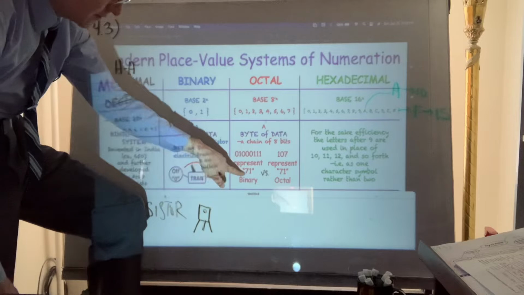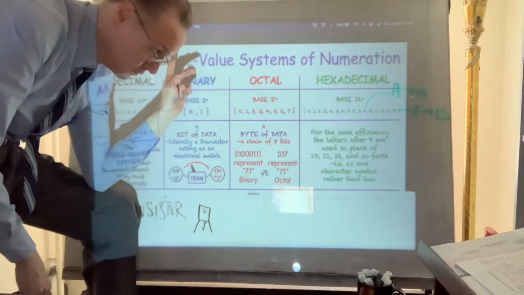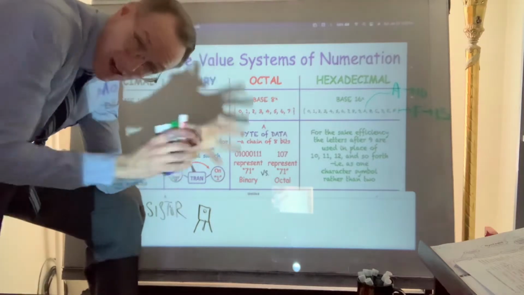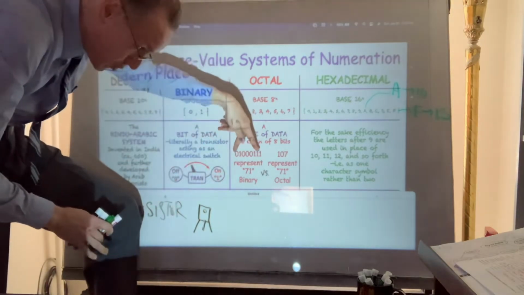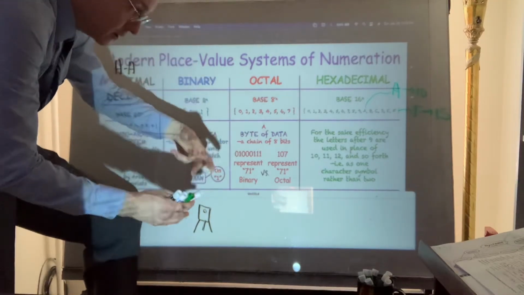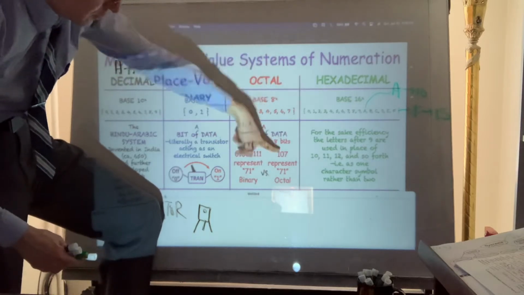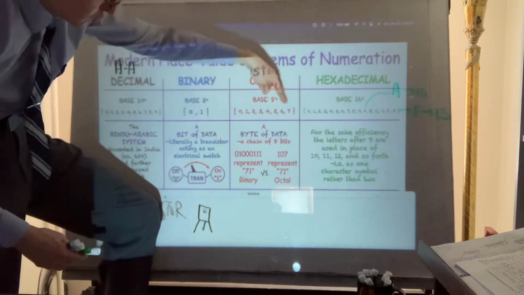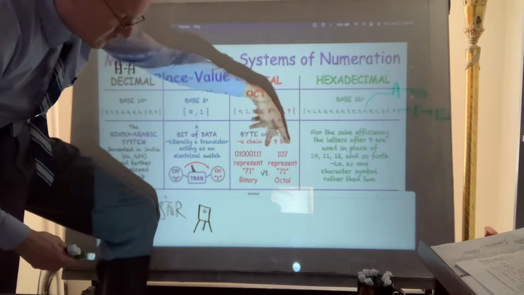What we think of, well, 71 would be the amount that we know and love in the Hindu-Arabic system. How does the same quantity appear using just 1s and 0s? How does the same quantity appear using the octal set instead, where the numbers that you're allowed to use are just 0 through 7 instead? These look obviously drastically different.